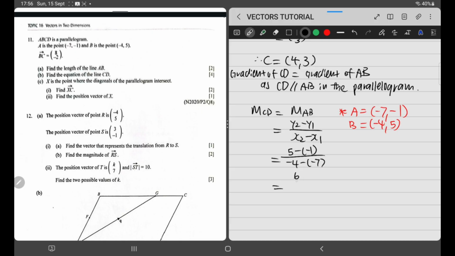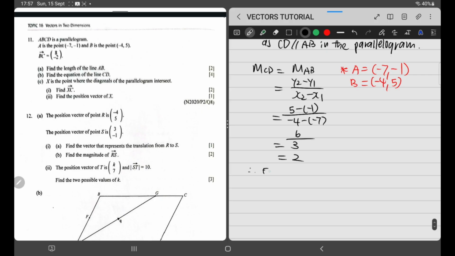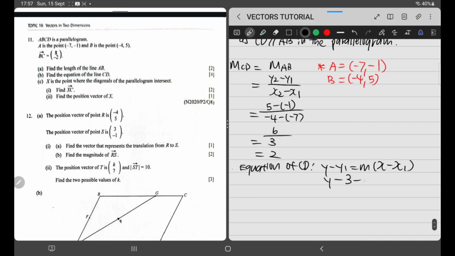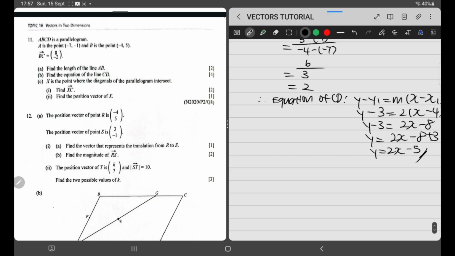As a result, you get 6 over 3, right? And therefore, you get 2. Therefore, the equation of CD is just y minus y1 equals m bracket x minus x1. Substituting in the coordinates of C, y minus 3 equals 2 bracket x minus 4, so y minus 3 is 2x minus 8, y equals 2x minus 8 plus 3, y equals 2x minus 5. So that is the answer over there.